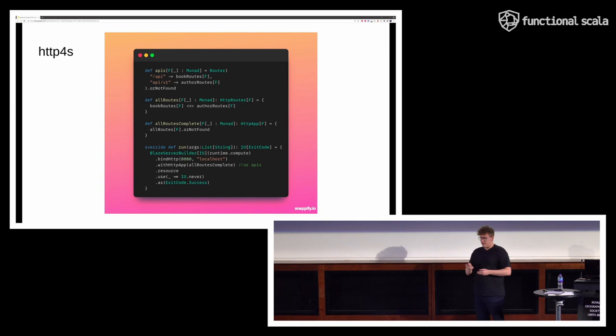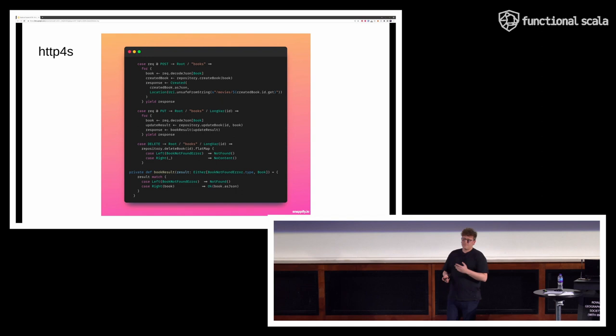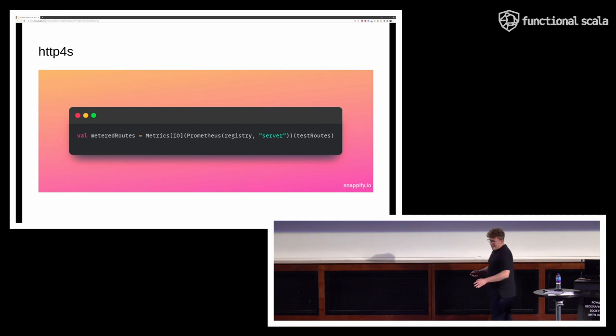HTTP4s also supports some more complex examples with Circe, allowing you to parse your JSON and do all the stuff. So you can have support for all these POST, PUT, DELETE, and other HTTP methods. All right. So what if we want to expose our metrics somewhere? Okay, we want to do some measurements, performance measurements, or whatever, and we want to expose this somewhere. There is integration with Prometheus. We can import this to our project and pass those metered routes and run them with the server.